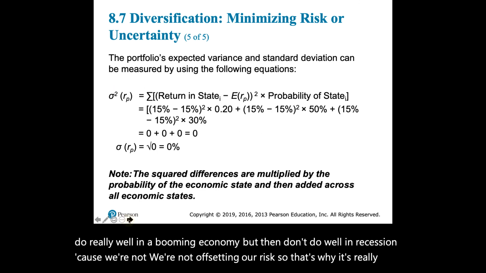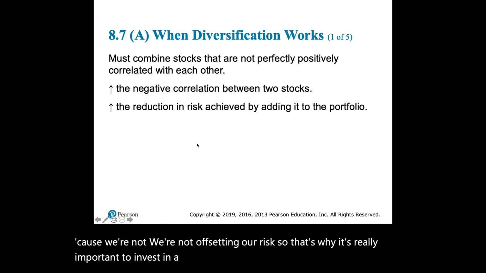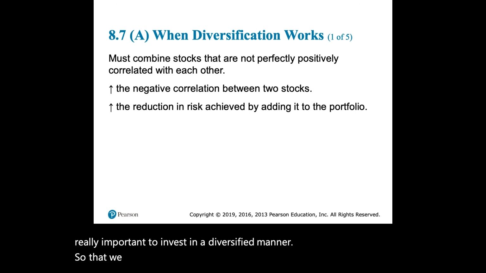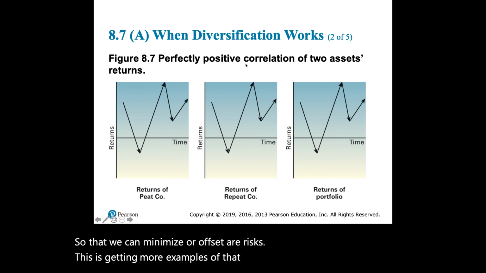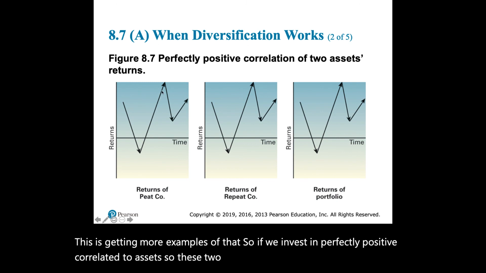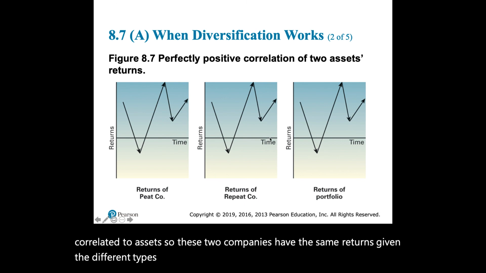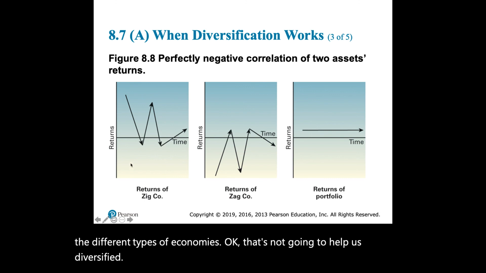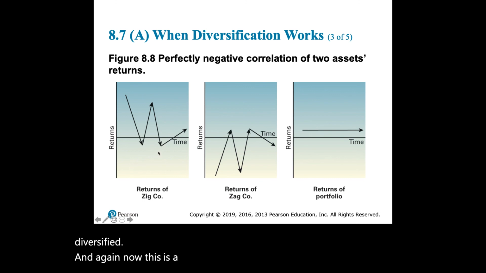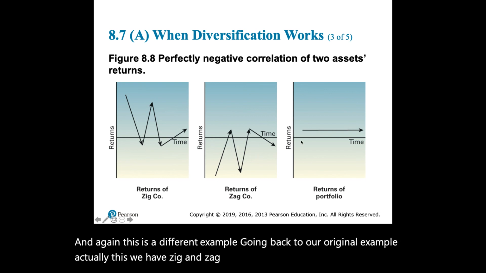Now, this is again more examples of that. If we invest in two perfectly positively correlated assets, so these two companies have the same returns given the different types of economies, that's not going to help us diversify. And again, now this is a different example, going back to our original example actually. Now we have Zig and Zag. What happens when we put them together? We've minimized our risk, and we have a more stable return. So that's why it's important to have them negatively correlated. In other words, they offset each other.